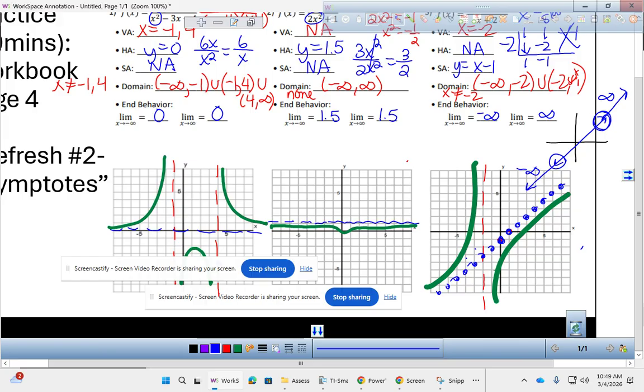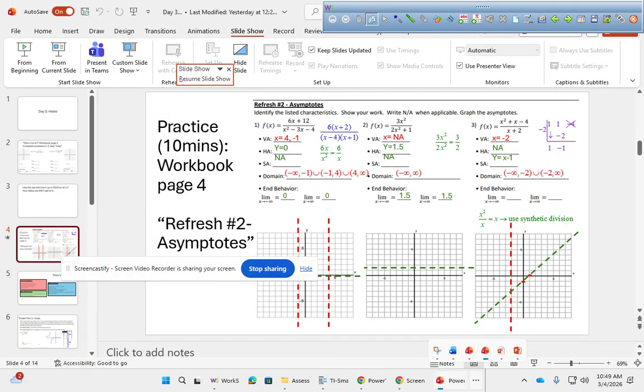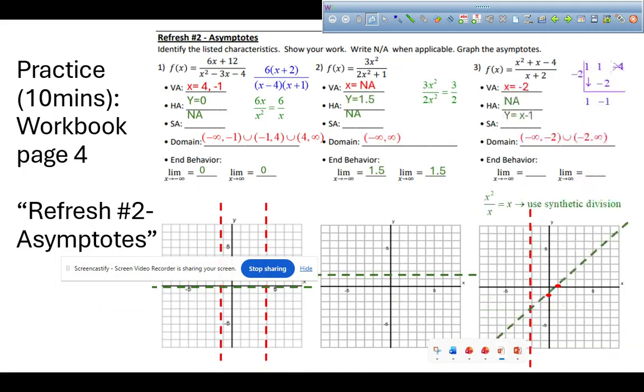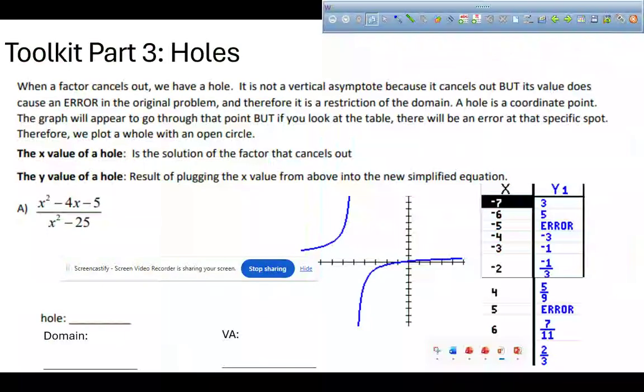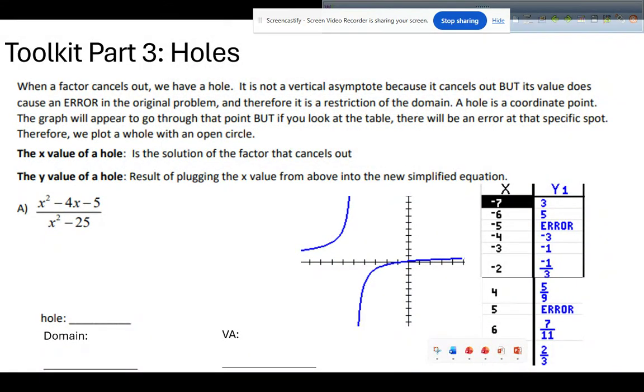This is called a hole. And we're going to do this. I think there's some examples in your toolkit. I think there's like 5. We're not going to do them all. I don't think we need to do that many, but okay. So this is toolkit part 3. You'll find this in your green toolkits.